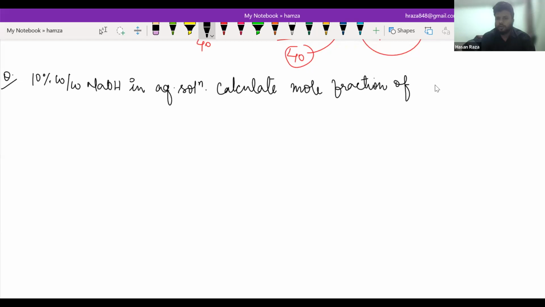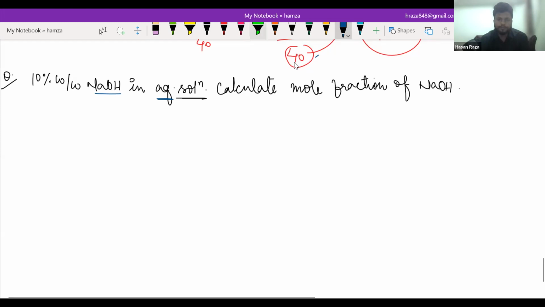You should know that whenever we talk about mole fraction, that means more than one component will be there, or you can see if there is a solution, that means more than one component is there. Another important point is that NaOH is in aqueous solution. Can you read this sentence and tell me what is the solvent? What is the name of the solvent? NaOH in aqueous solution. What does this mean? NaOH is present in which solvent?